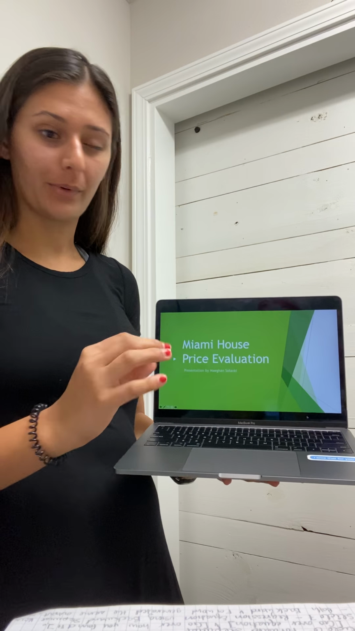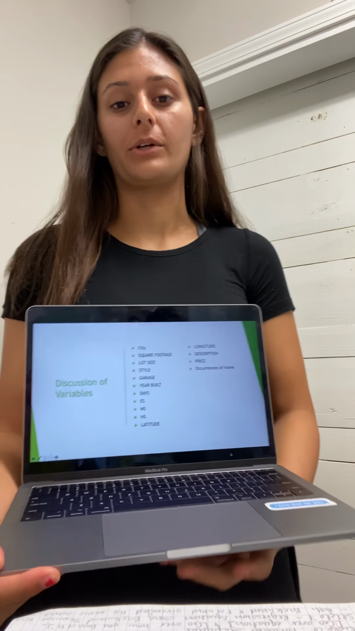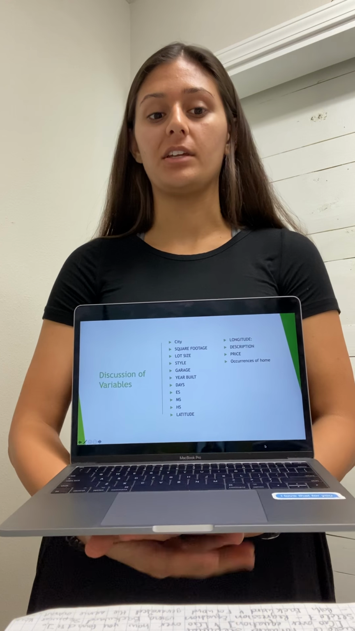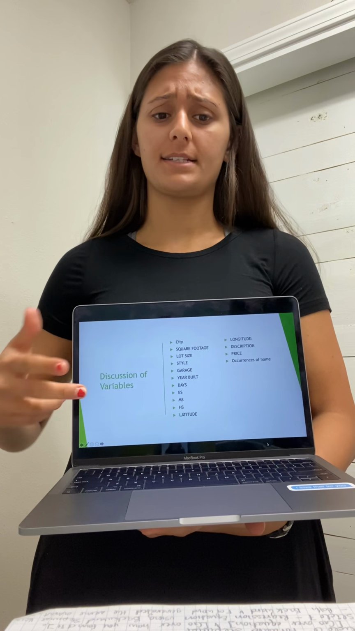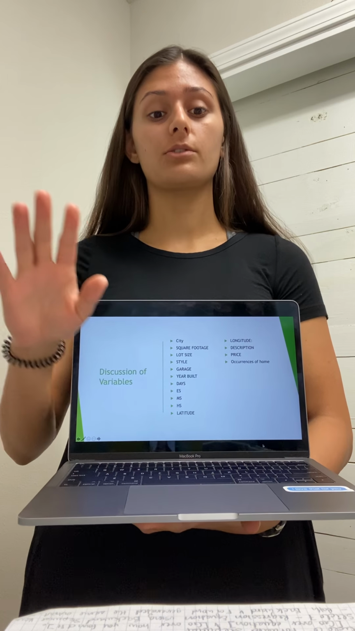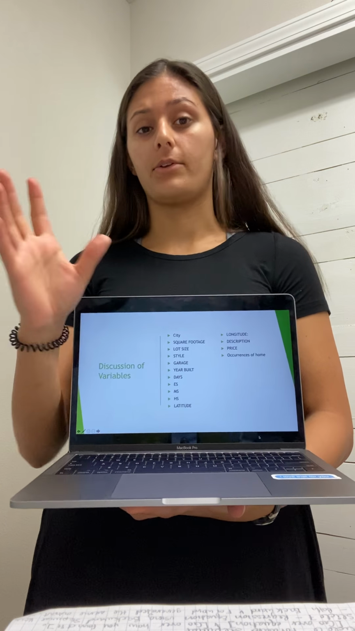I'm sorry, it's a little awkward with this, but these are some of the variables we went over, and I'll hold it closer so you can see. We spoke on cities, like the specific location of each house, the square footage, the lot size, the style from traditional, ranch, townhome, a condo, split level, or not listed. Those are all the variable types.